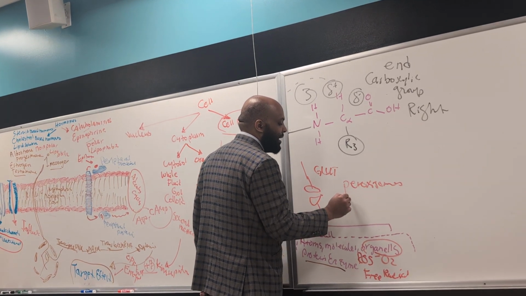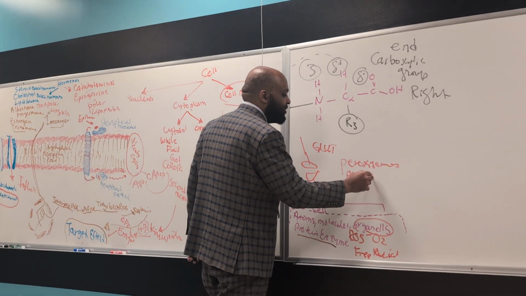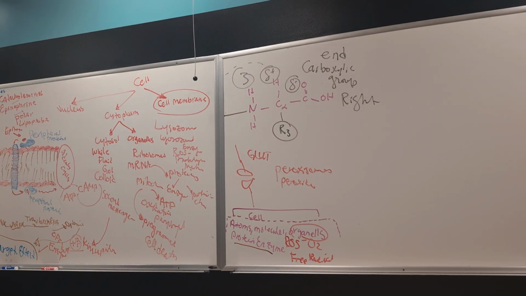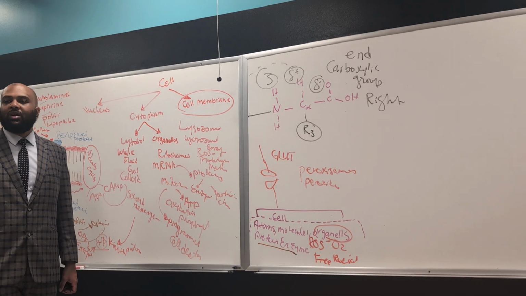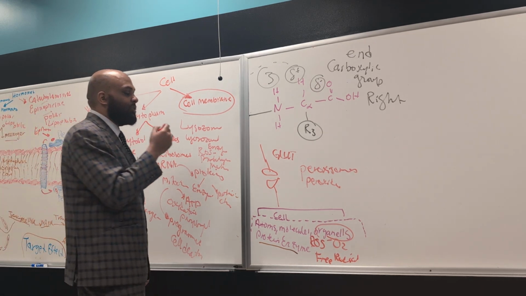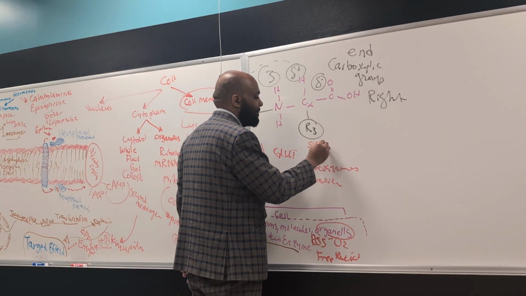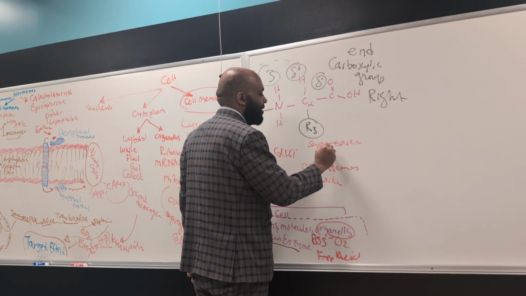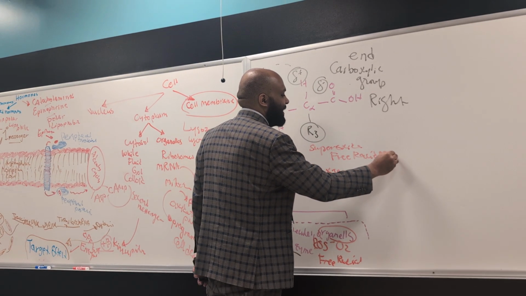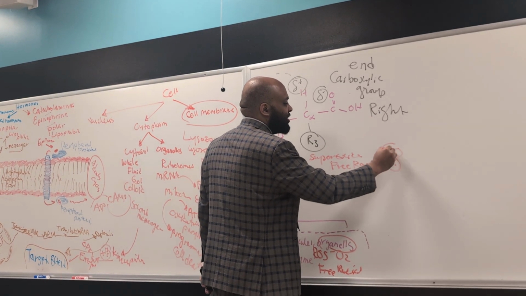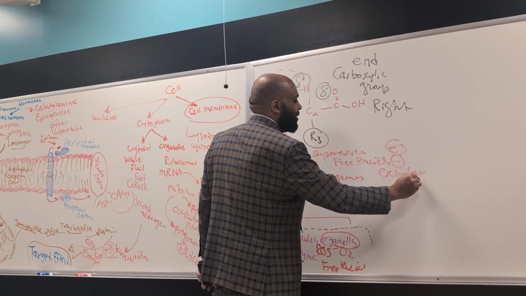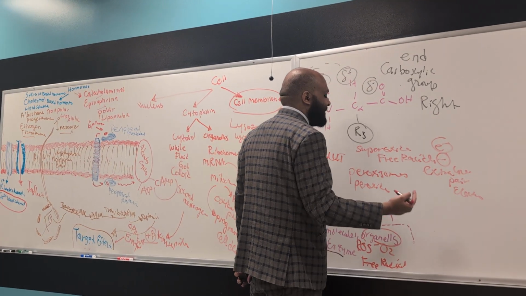Peroxisomes, from the name peroxide. So what they do is they take really dangerous oxidative species and convert them into hydrogen peroxide, which is a little better. It's the lesser of two evils. So they prevent the accumulation of superoxide and the free radicals that have extra lone pair electrons, and they can damage the cell.